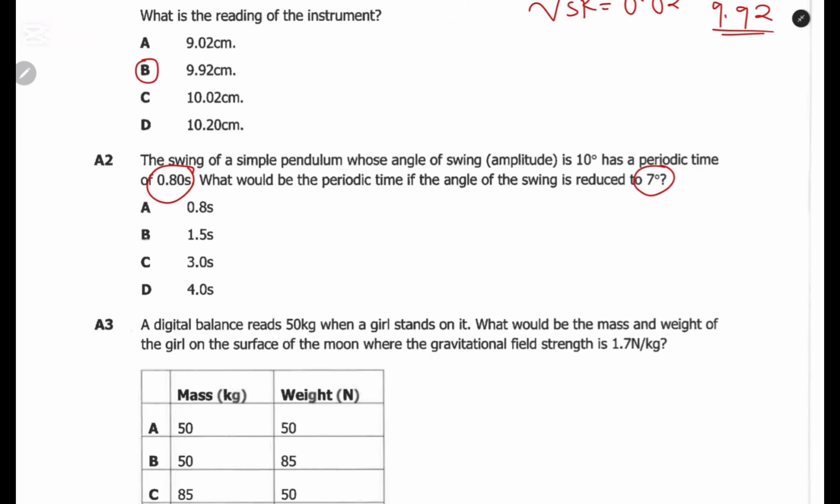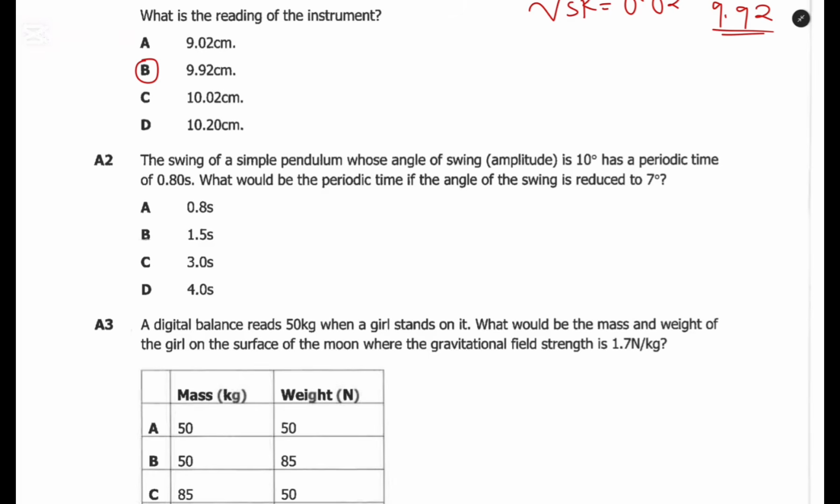Here, you don't even need to calculate anything. You just need to know the factors that affect the period of a simple pendulum: acceleration due to gravity and the length of the pendulum, and never the amplitude. The factors that do not affect it are the amplitude and also maybe the size of the bob. Those do not affect the period of the simple pendulum; they are independent of the periodic time.